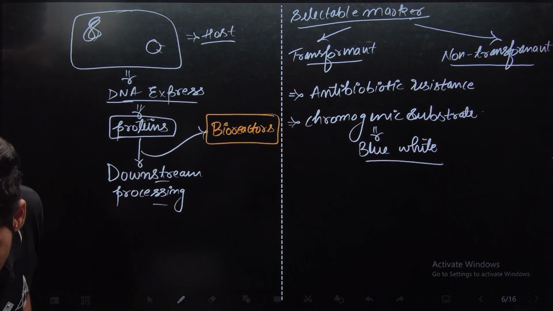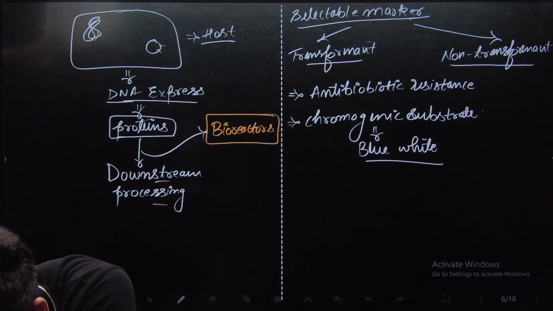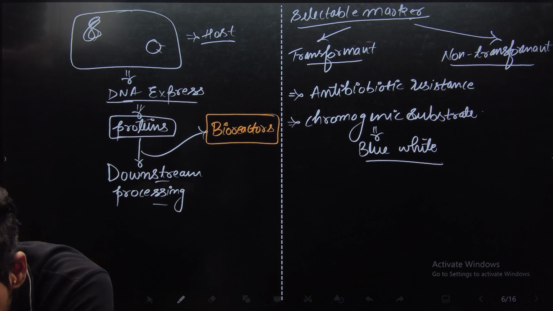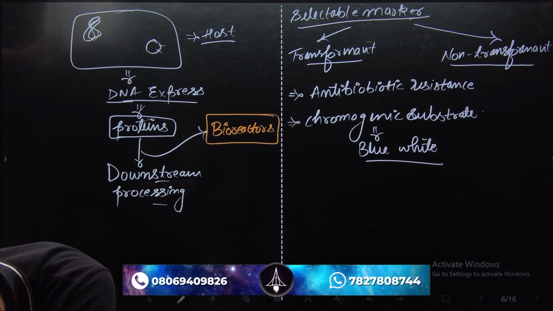Okay, clear? Now there is one very important topic which is remaining in this chapter, the selectable marker, from which questions are asked every year.